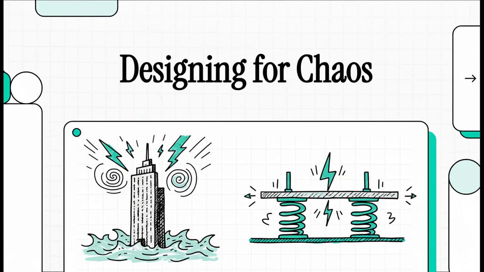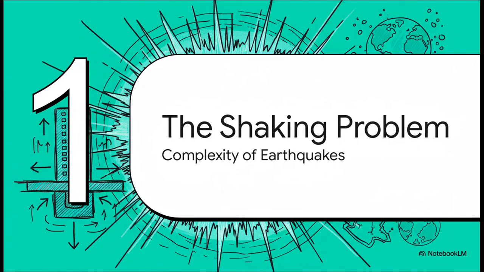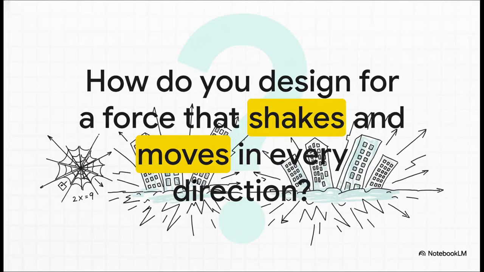Let's get into it. Okay, so first, you have to really appreciate just how complicated this problem is. An earthquake isn't some simple push from one side. No, the ground is shaking forwards, backwards, side to side, and even up and down, all at the exact same time. So this is the million-dollar question for any structural engineer. How in the world do you design for that? How can you possibly calculate the forces when the ground itself is just a mess of chaotic motion? The math alone seems like it would be a total nightmare.